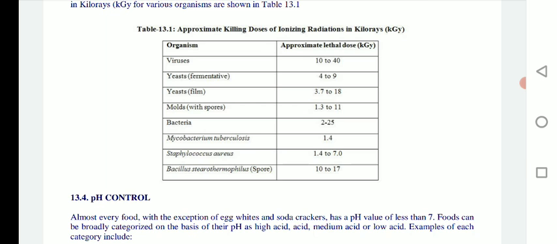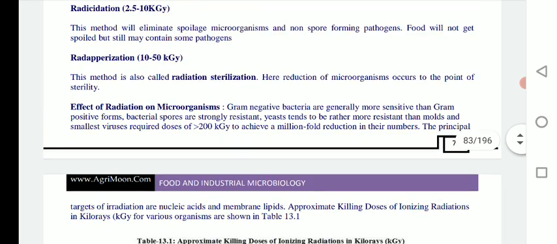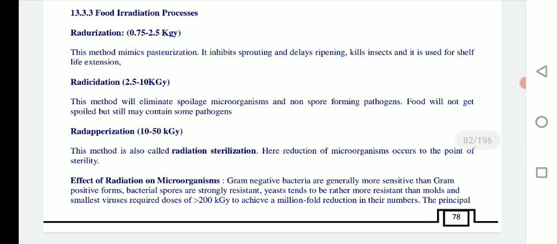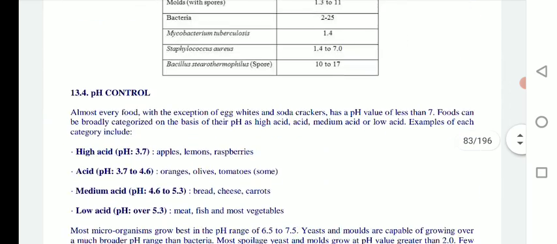So this is overall regarding the radiation-based food preservation technique, which is used for high quality foods, and we have covered pretty much the details about radiation.